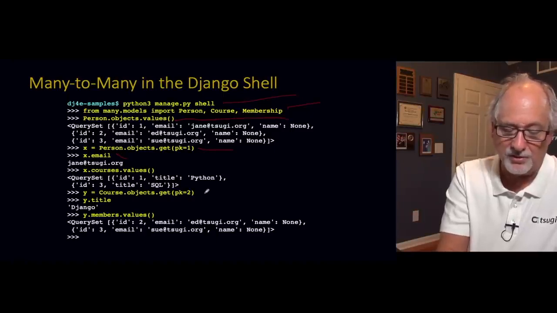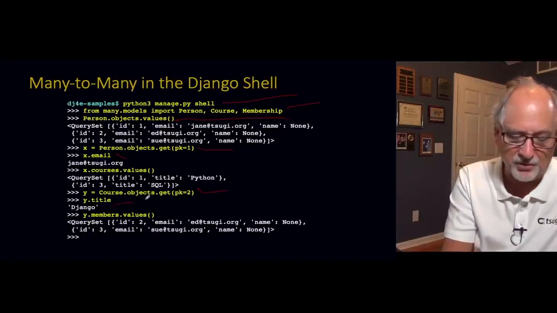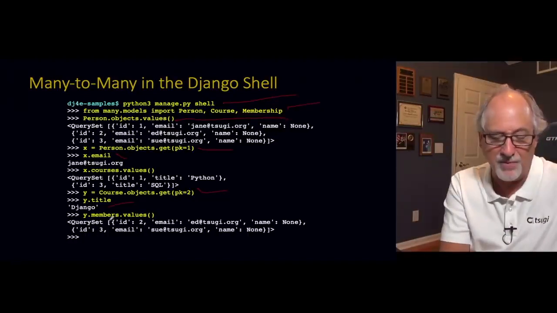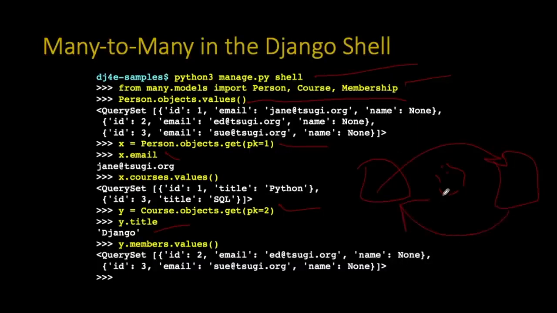So let's go get a course. The second course, objects get pk equals 2, so that's the Django course. And then we say, let's go look at the members' values. And so that says, who are the members of this course? Well, Ed is a member, and Sue is a member. So these are the members of the course. There's courses, course members, and then user courses. And so we've looked sort of from the outside, through the through table, to this list of things on both sides.